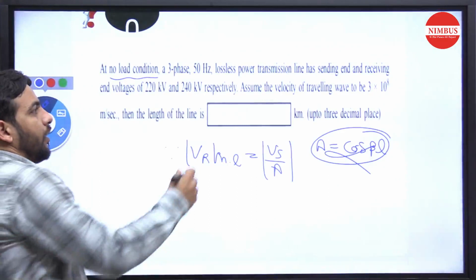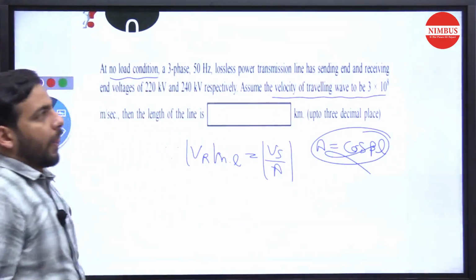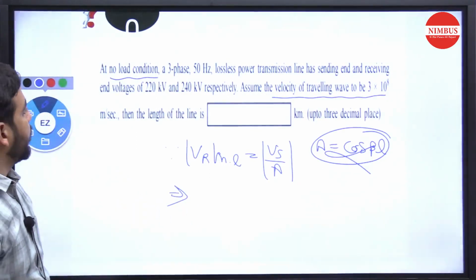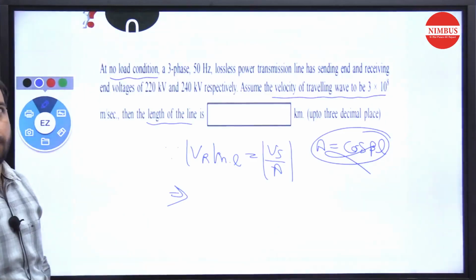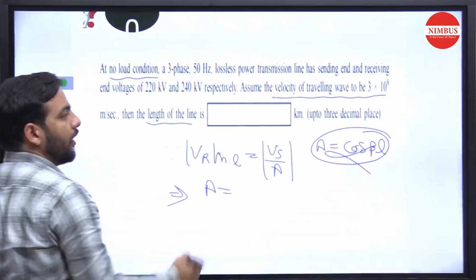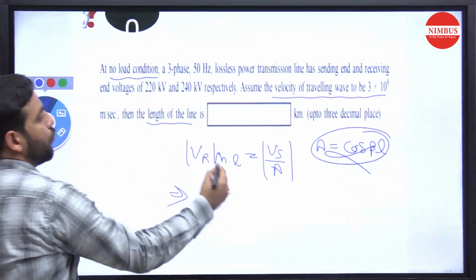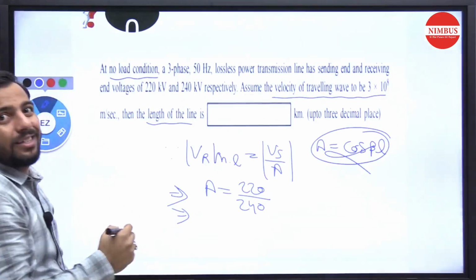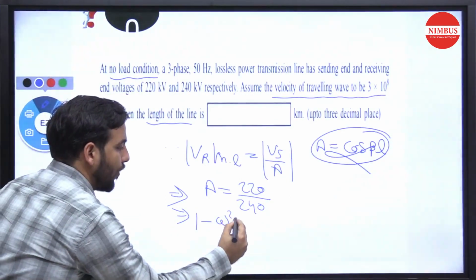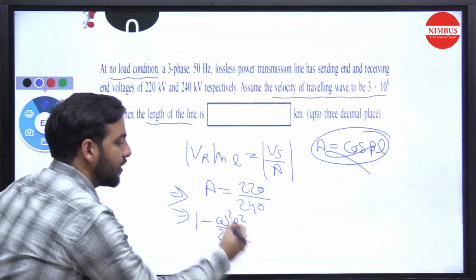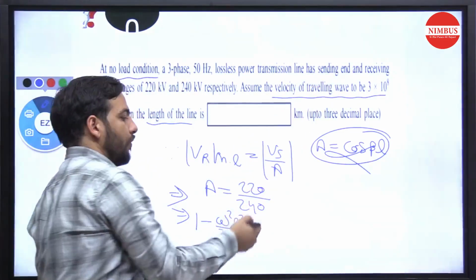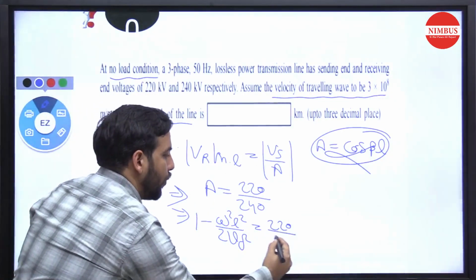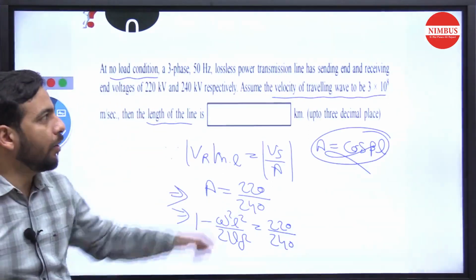Here the velocity of the travelling wave is given. So what will we use here? First of all, think about it: here the length of the line has been asked. From here we will calculate the value of A, that is Vs upon VR no load. What is Vs? 220. And what is VR no load? It is 240. A's formula, since here it is the medium transmission line, will be 1 minus omega square L square upon 2 Vc square, because this formula contains the velocity of the travelling wave. 1 minus omega square L square upon 2 Vc square is equal to 220 upon 240, and from here you can calculate the value of L because Vc is given.